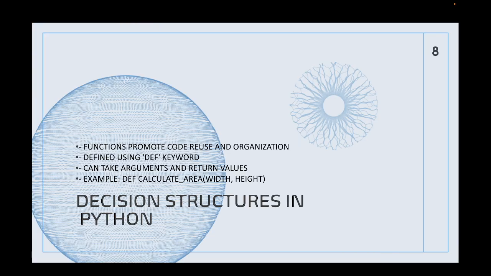Functions promote code reuse and organization, and are defined using the def keyword. They can take arguments and return values. An example would be def calculate_area with width and height. This is decision structures in Python.